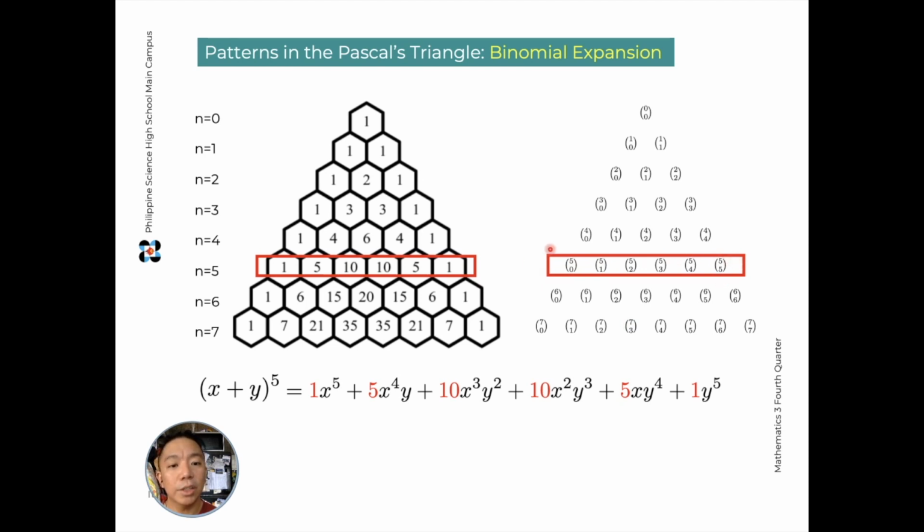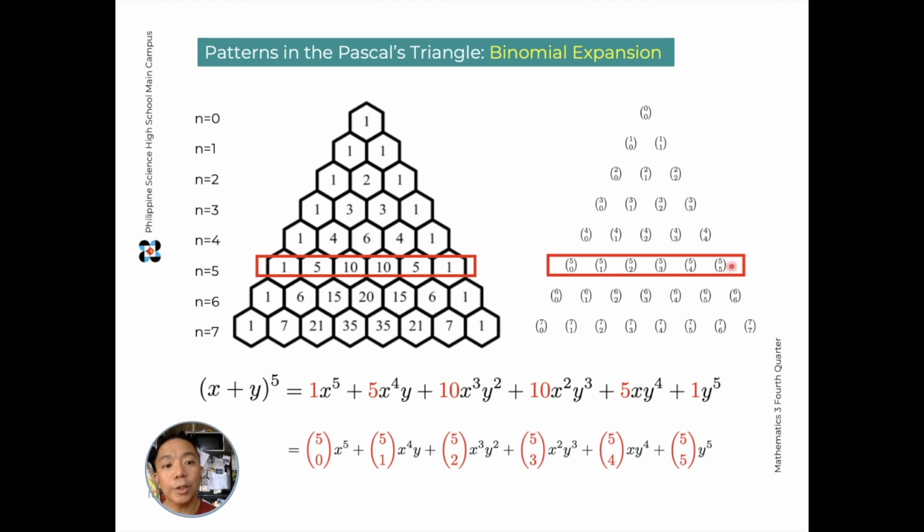So n choose r, n choose 0, till n choose 5, where n is equal to 5. And since yung 1, 5, 10, 10, 5, 1, nagko-correspond sa 5 choose 0 all the way to 5 choose 5, i-rewrite natin yung expansion natin using yung combination expressions as the coefficients. So instead na 1, 5, 10, 10, 5, 1, it's 5 choose 0 hanggang 5 choose 5.